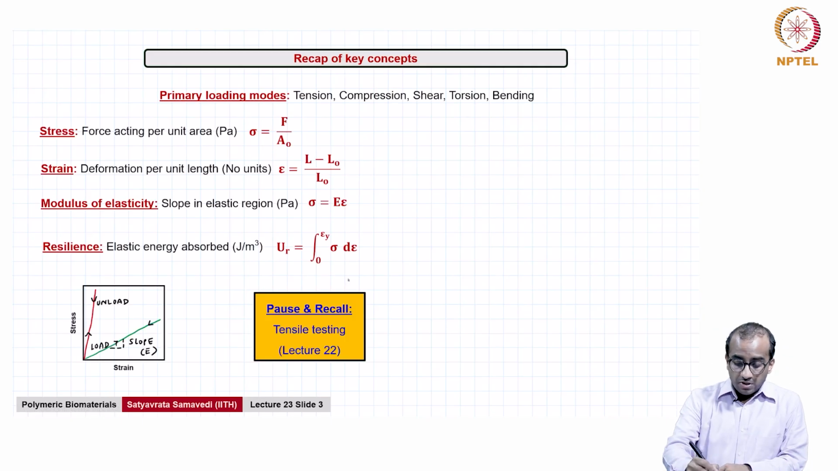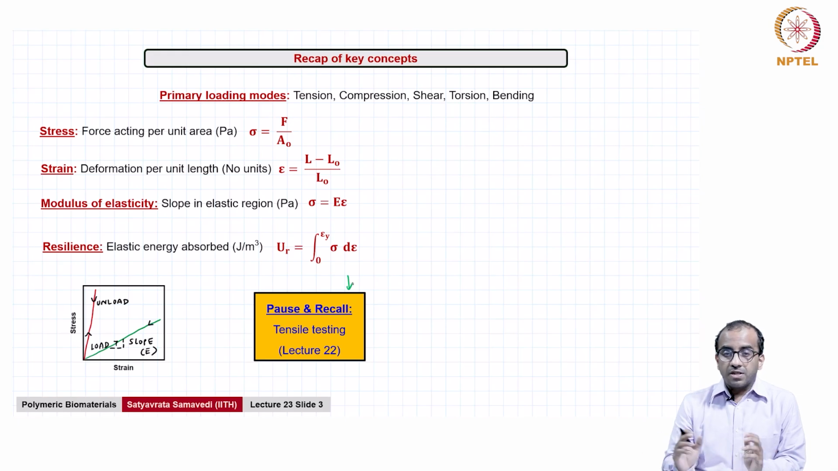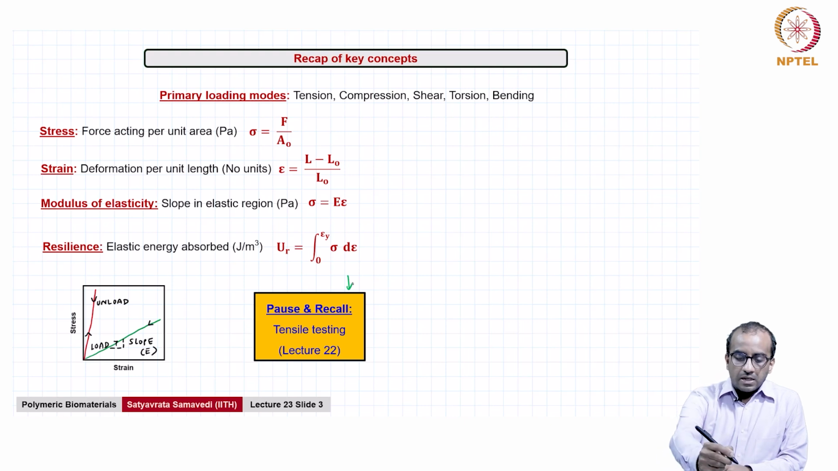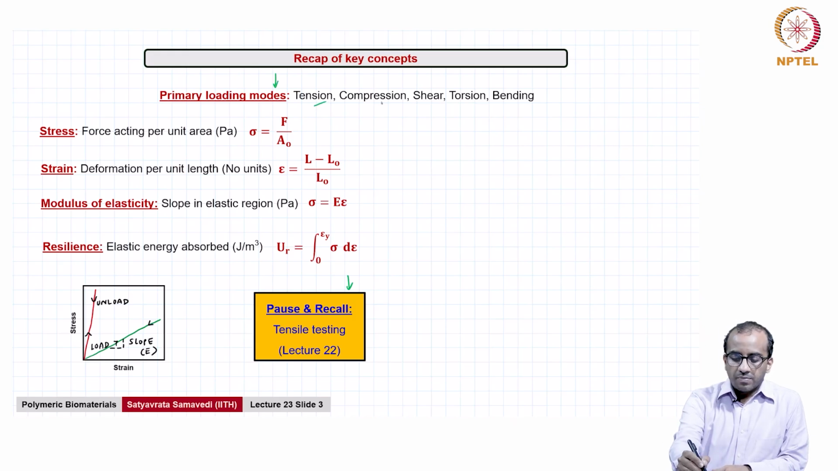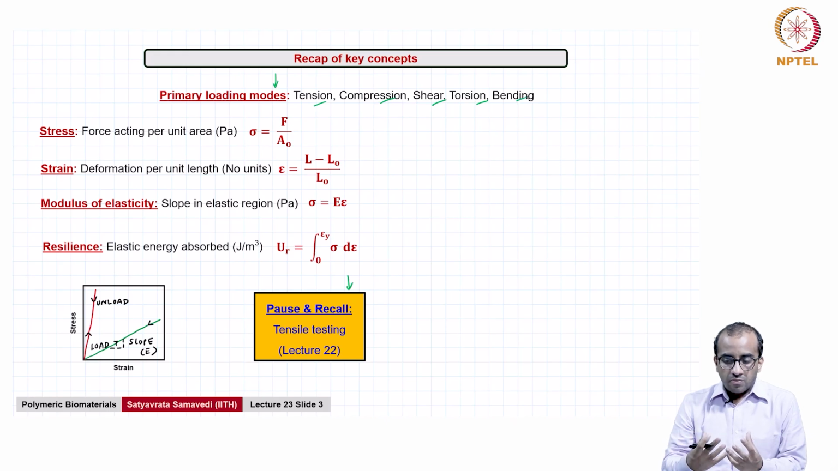And just to note, these are all concepts that we have seen as part of tensile testing in lecture 22. This is just a one slide summary of some key concepts that we will later use in today's lecture. So we have already seen that broadly there could be 4 or 5 types of loading modes, namely tension, compression, shear, torsion and bending, depending on what kind of polymeric biomaterial you are using, in what application and which location. One or more of these modes may be important. Of course, there are other modes as well that we will not be covering, but those could be more specialized.